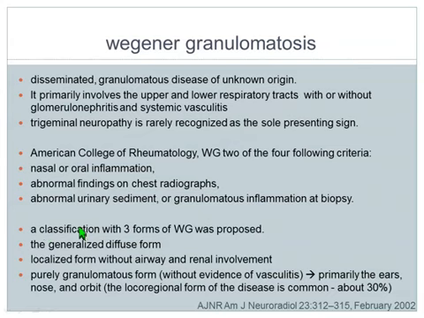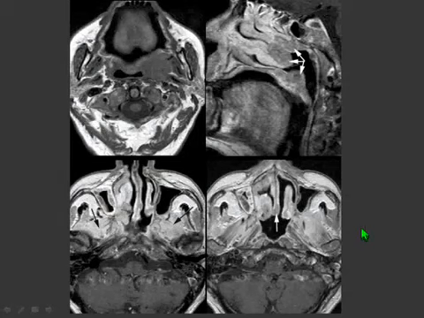The clinical classification has three forms: one is the generalized, one is the localized form without the airway and renal involvement, and another is the purely granulomatous form without evidence of vasculitis. In this situation, the middle ear, the nose, and the orbit can be involved. This is not so infrequent, because it accounts for 30% of this situation.